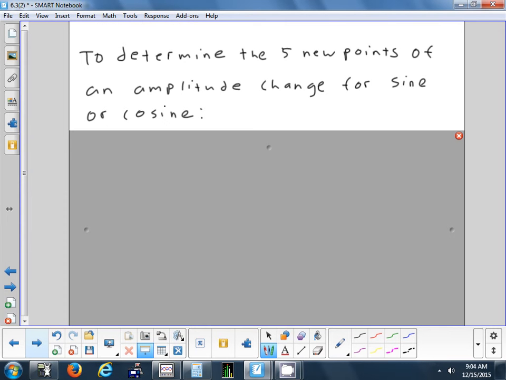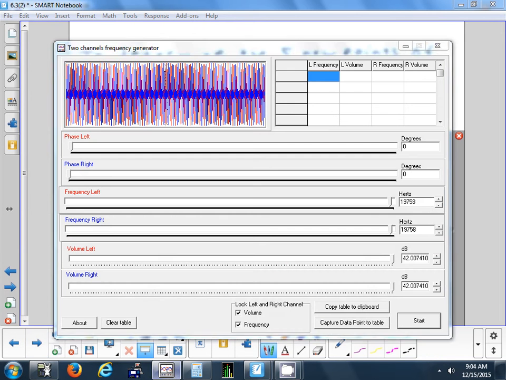All right, so next thing we're going to do is graph it. Basically we're going to do it just like we did yesterday. We're going to start with those original tables, and either the x's are going to change or the y's are going to change. What do you think is going to happen for an amplitude change? Is it going to change the x values or the y values? Y. Yeah, it's going to change the y's.